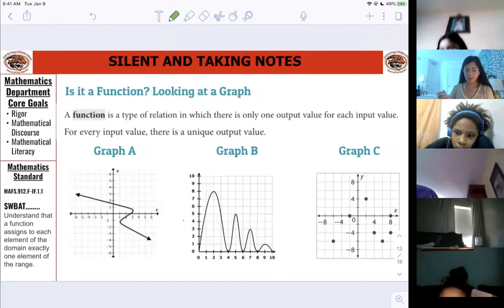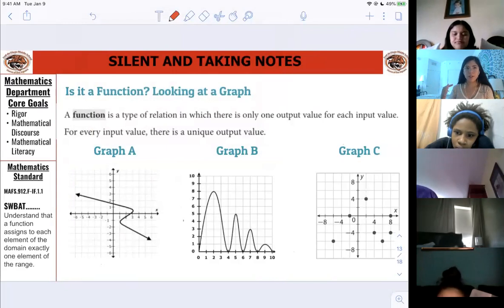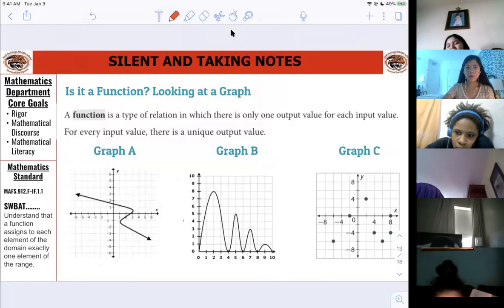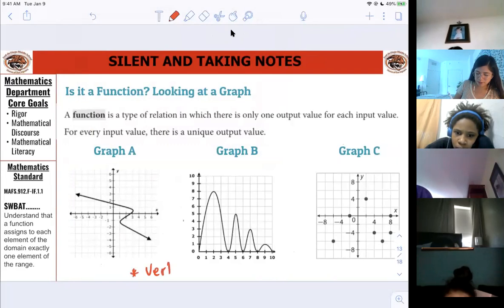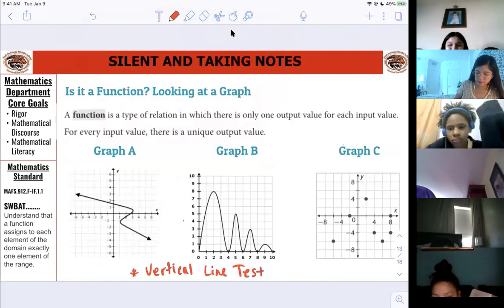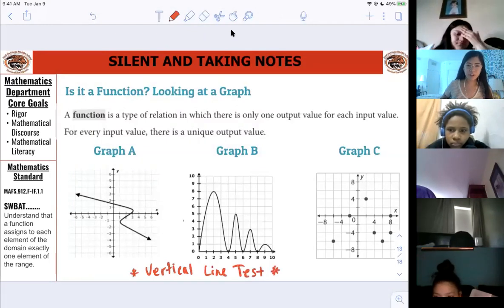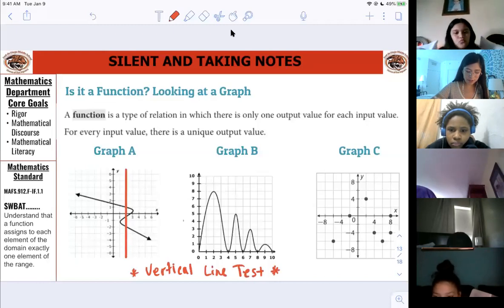So on a graph, things are a little bit different, because on a graph, you don't have numbers, right? So you can't really look for repeating numbers because you don't have them listed. However, what you can do is this really fun thing called the vertical line test. So here's what it means. If you have a graph and you're trying to figure out if it's a function, what you're going to do is draw a vertical line anywhere. And vertical means up and down, right? So make sure you're drawing a line that's up and down.